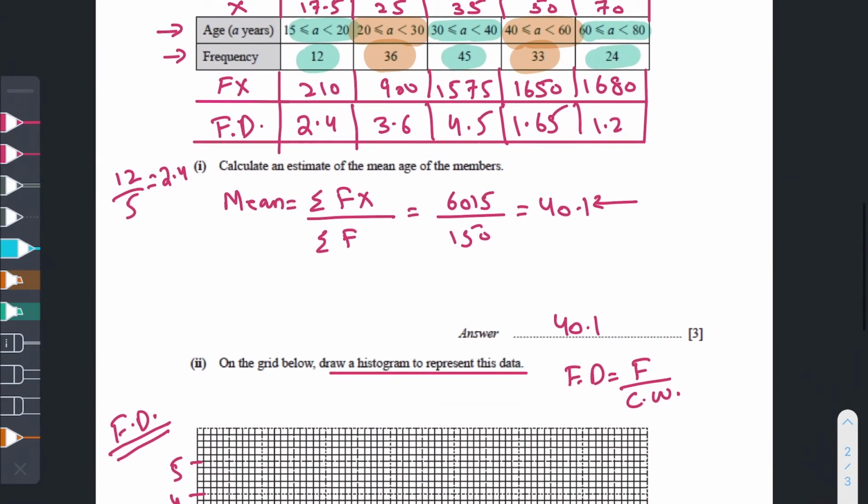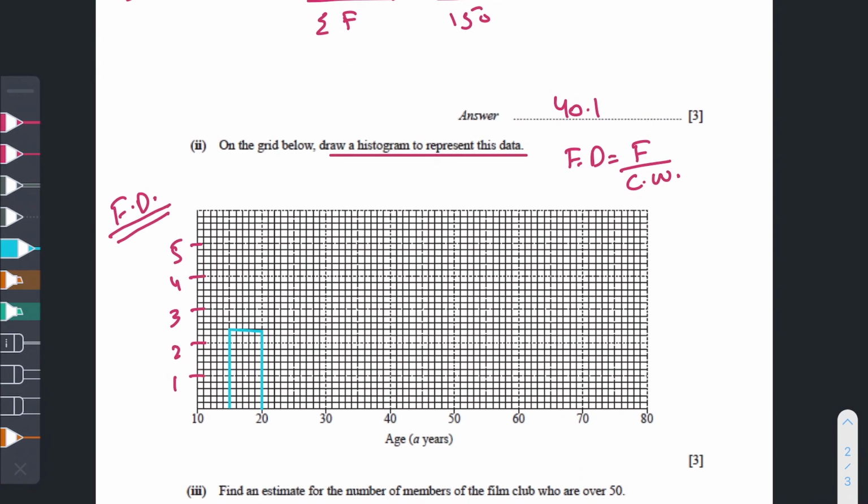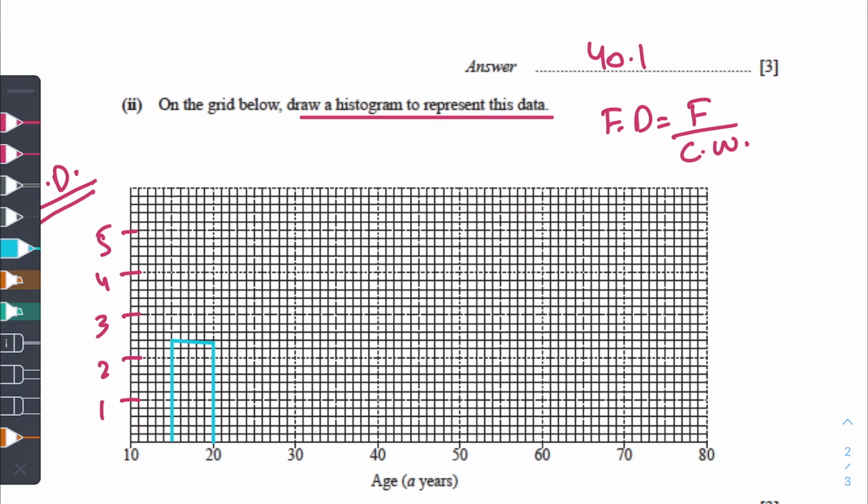The next one is 20 to 30 and the frequency density is 3.6. 20 to 30 and then goes all the way up till 3.6. 3.6 is going to be somewhere over here, so I extend this all the way up till here and then from here all the way up till over here and then draw a line like this connecting these two.